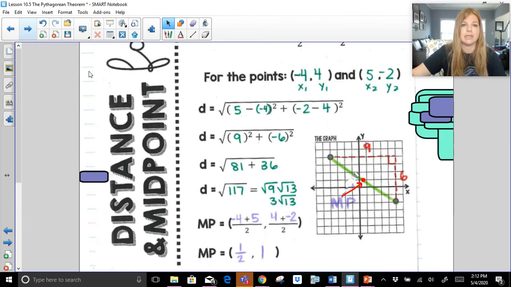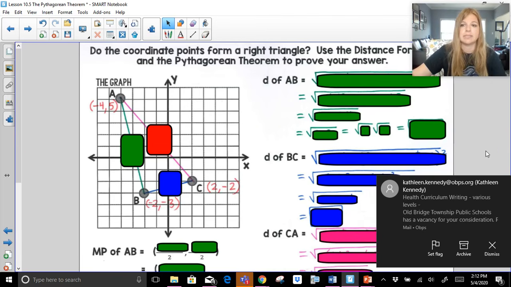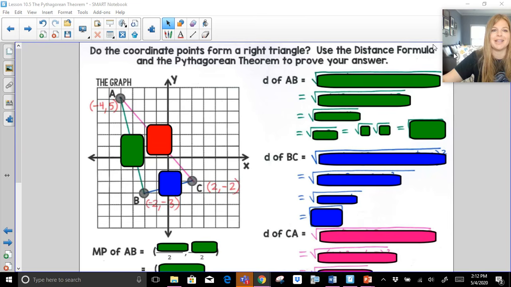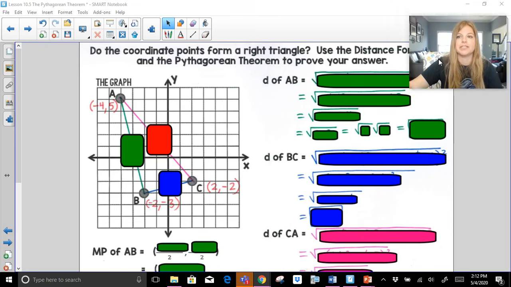All right, let's take a look at some other problems here. It says, do the coordinate points form a right triangle? Use the distance formula and the Pythagorean theorem to prove your answer.